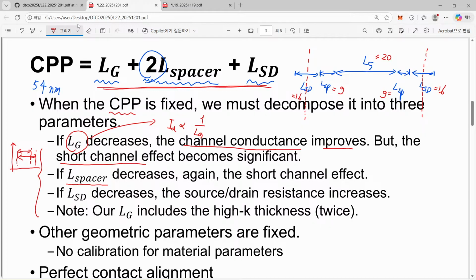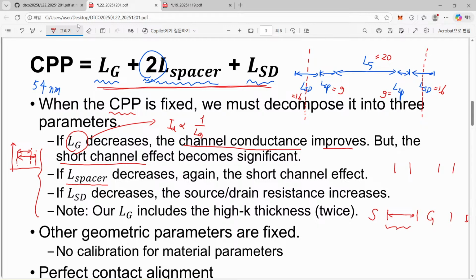And also another one is L spacer. If we have a longer and longer spacer, then it is always good to have this long spacer in terms of capacitance, because here we have a source and here we have a gate, and far away there, the drain. So if this distance becomes higher, then source to gate parasitic capacitance can be reduced significantly. So that is good.